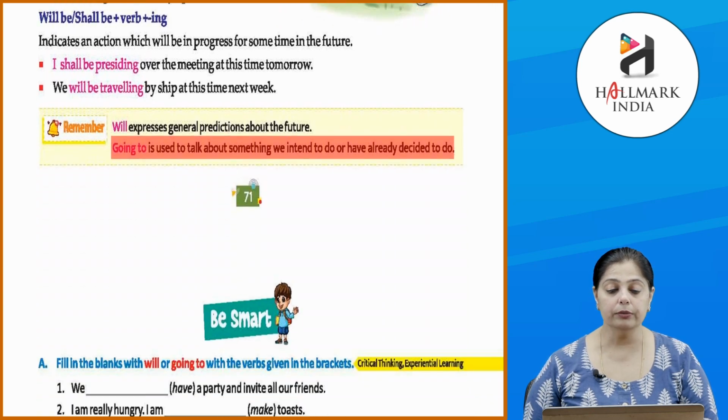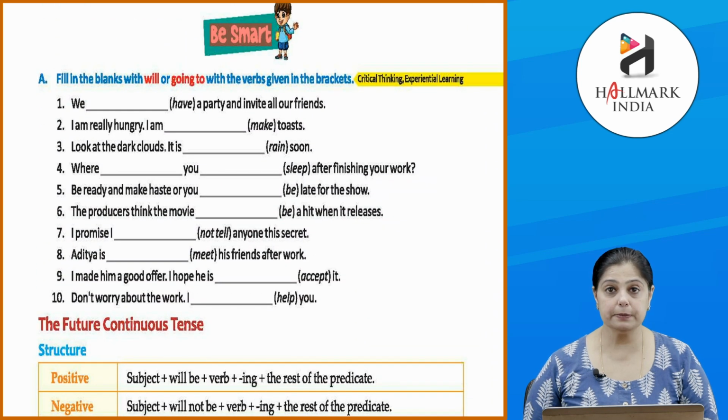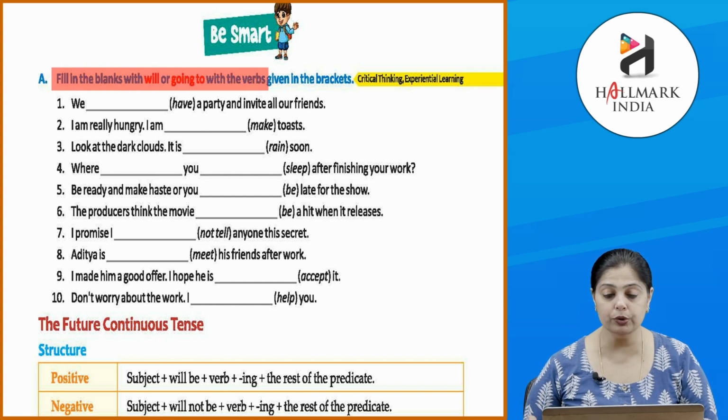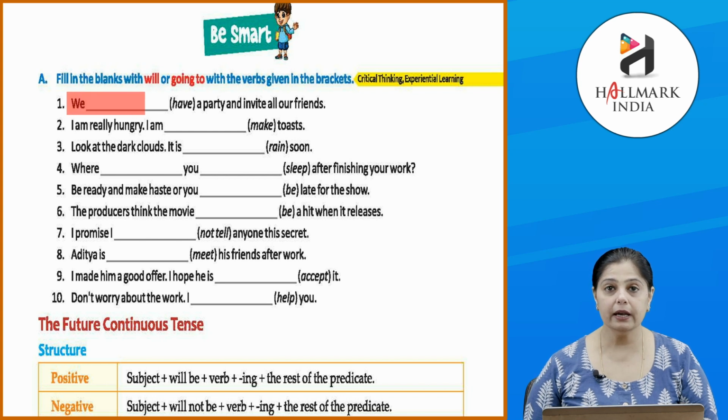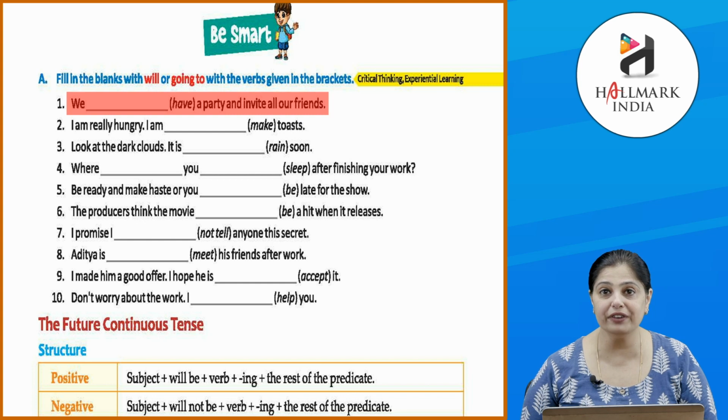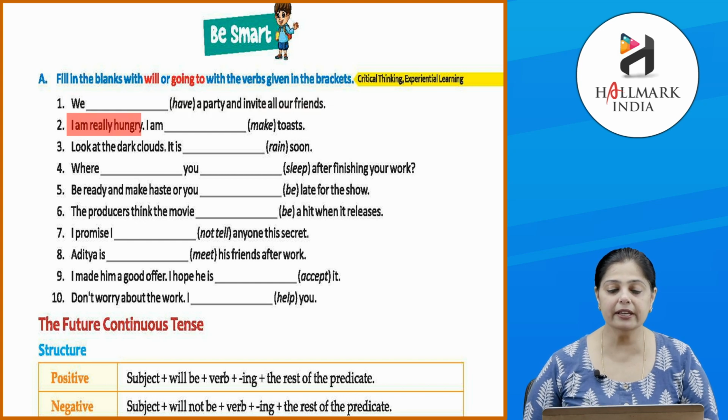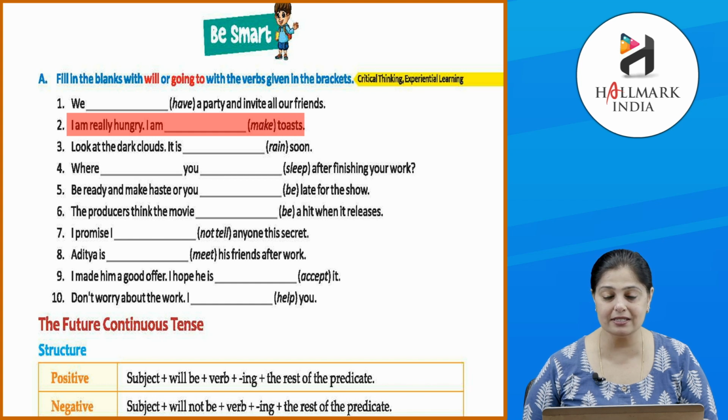Clear? Now, let's be smart. Okay, fill in the blanks with will or going to with the verbs given in the brackets. We are going to have a party and invite all our friends. I'm really hungry. I am going to make toasts.